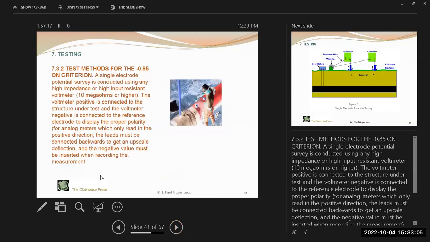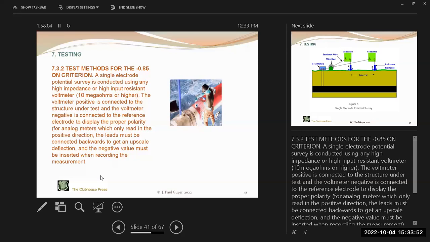The test methods for the minus 0.85 on criterion. A single electrode potential survey is conducted using any high impedance or high input resistance voltmeter, 10 megaohms or higher. The voltmeter positive is connected to the structure under test, and the voltmeter negative is connected to the reference electrode to display the proper polarity for analog meters, which only read in the positive direction.